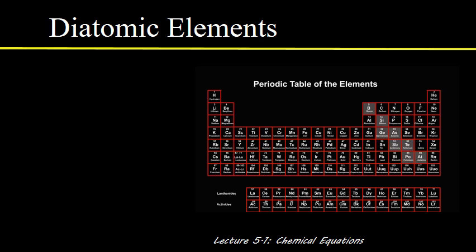All right. We also need to talk about diatomic elements. As we said before, there are some elements that just always exist in pairs. You can think about them this way, with a bond between them, or you can think about them just as two atoms kind of stuck together to make a diatomic molecule.